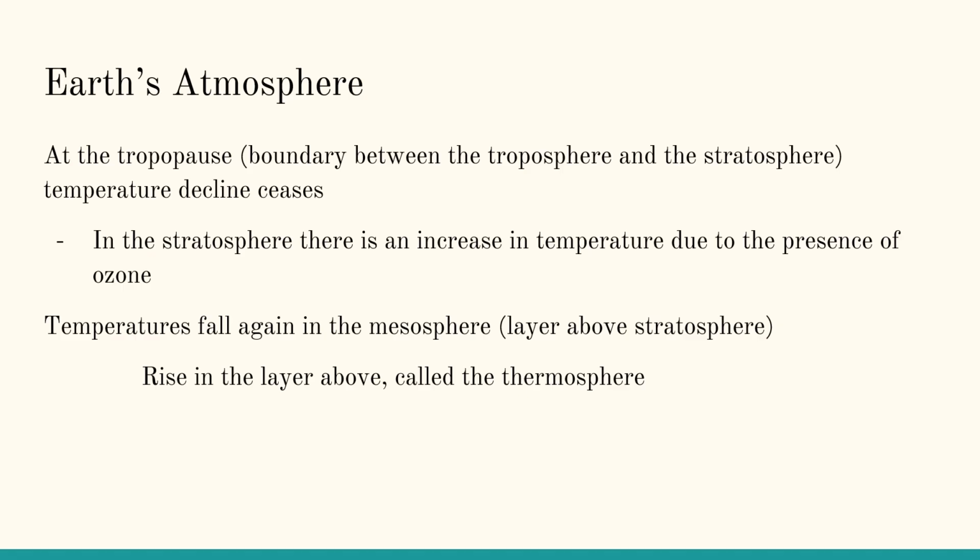So at the tropopause, like I said, this is the boundary between the troposphere and the stratosphere. The temperature decline ceases. In the stratosphere, there's an increase in temperature, so things get a little bit warmer due to the presence of that ozone, which acts as a bit of an insulator in some ways. And then the temperatures fall again in the mesosphere, the layer above the stratosphere, and then they rise again in the thermosphere. So things go from rising to falling to rising to falling as you go through the different layers of the atmosphere.